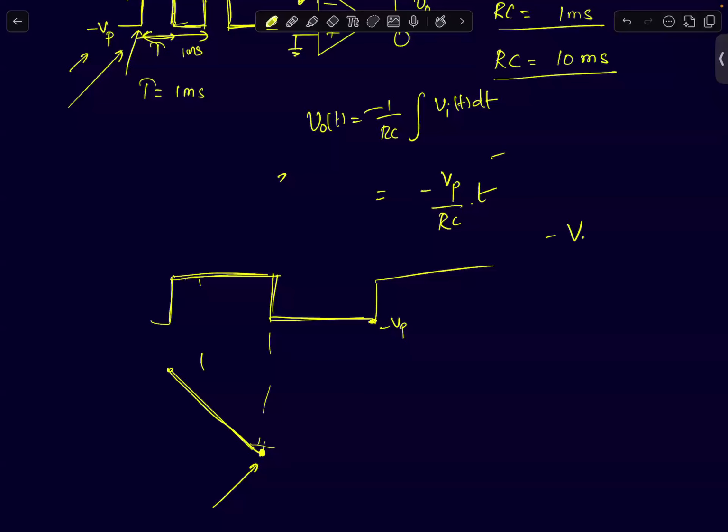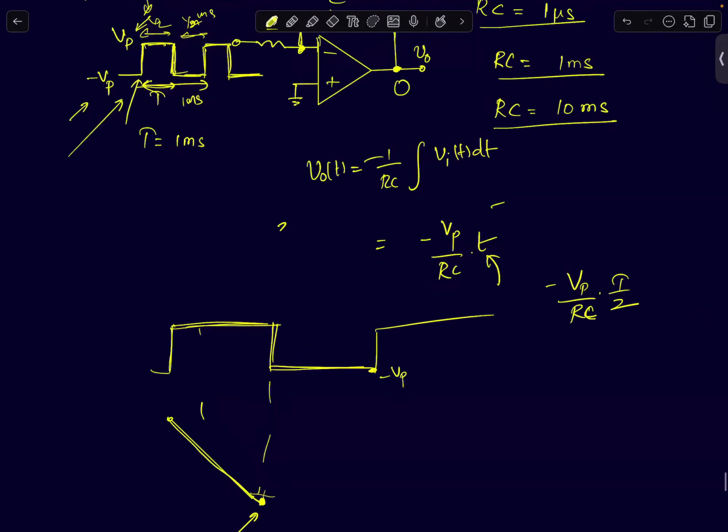So minus Vp by RC is the slope at t equal to T by 2. I just need to substitute t equal to capital T by 2. That's when you get that. Now it's given that your T is 1 millisecond, so this is half a millisecond.